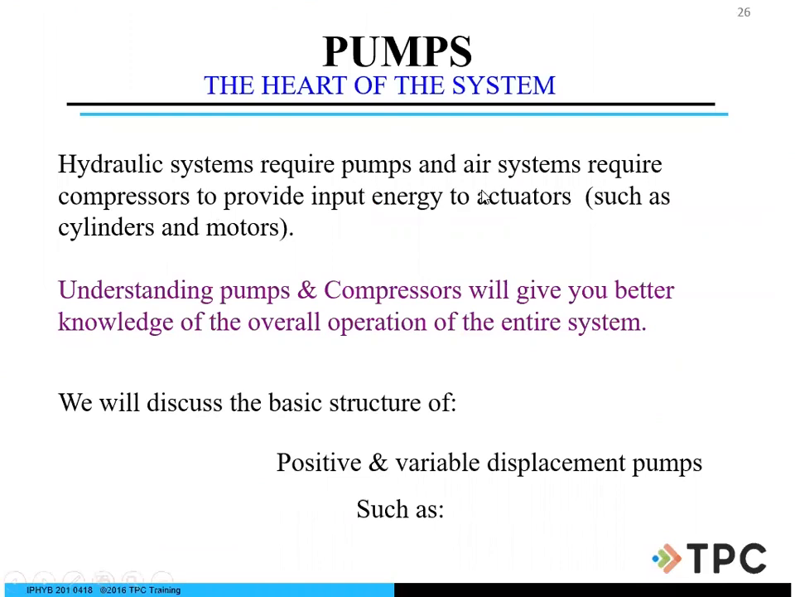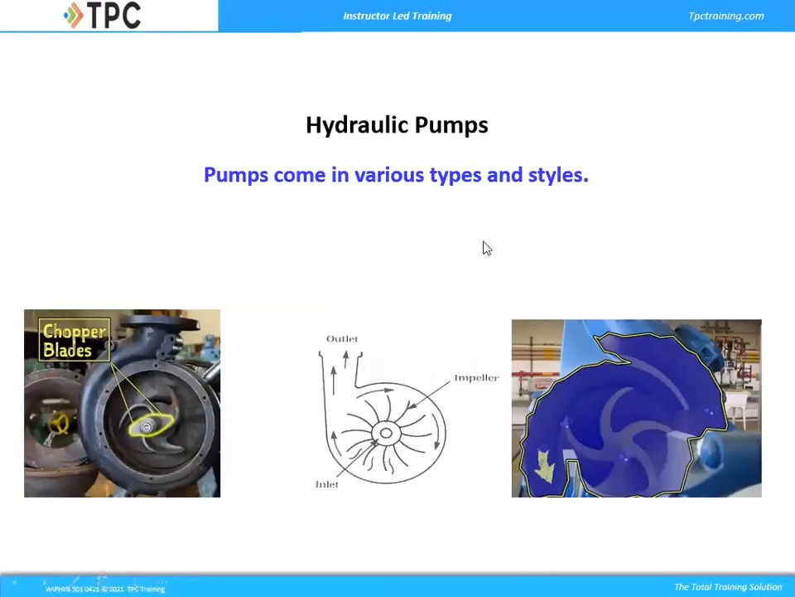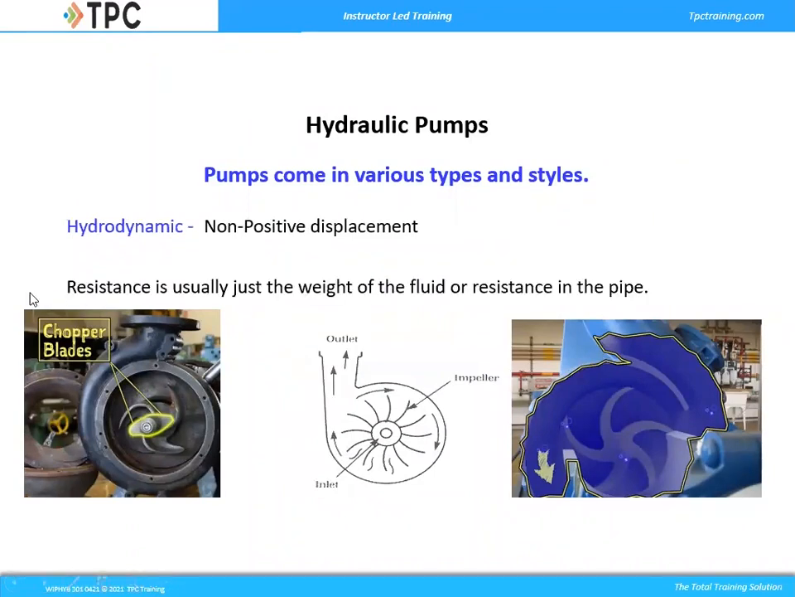Hydraulic systems require pumps, and air systems require compressors, to provide input energy to the actuators. Understanding your pumps, again, is critically important for the whole application here. So pumps come in various types and styles. Of course, we have our centrifugal type pumps, as I mentioned earlier, and the internal and external types of pumps that we have.